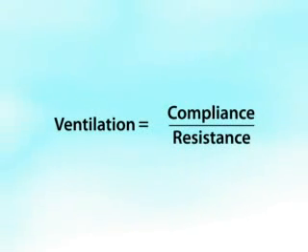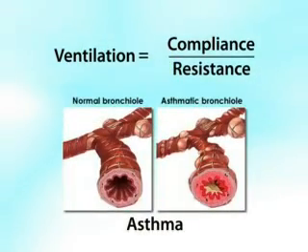In an RU, the ventilation is dependent on compliance and airway resistance. Compliance is directly proportional to ventilation, while resistance is inversely proportional to ventilation. A decrease in compliance results to a decrease in ventilation, while an increase in resistance results to a decrease in ventilation. In asthma, there is increased contraction of smooth muscles in the bronchioles, which increases the resistance and decreases the ventilation.